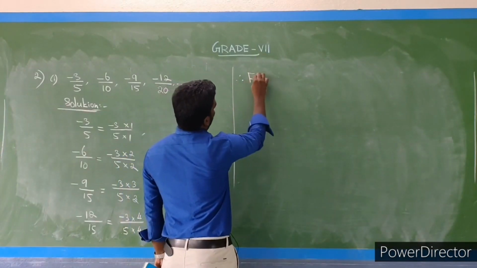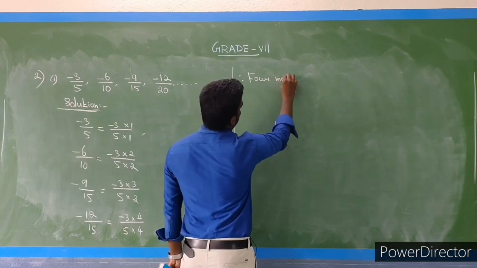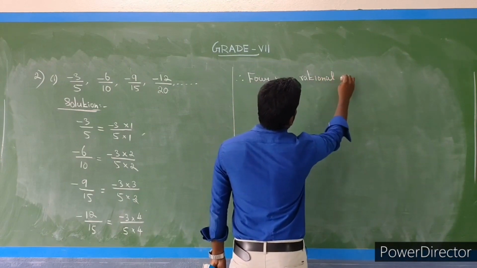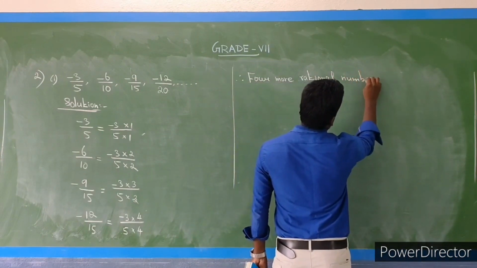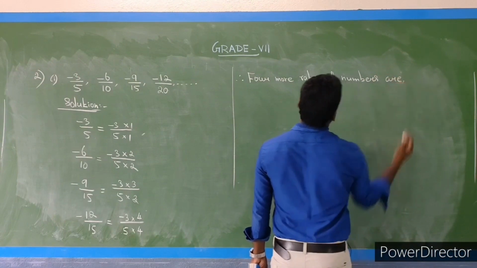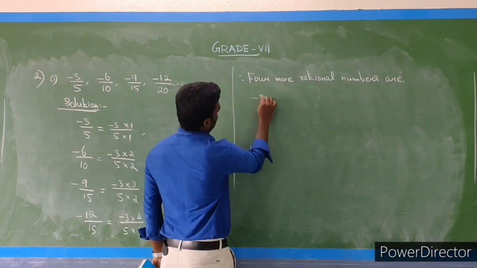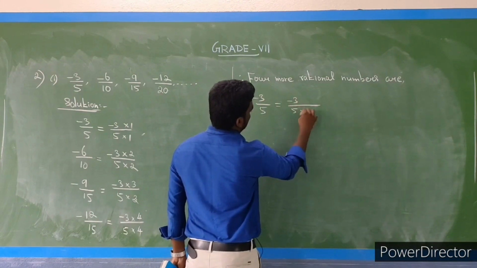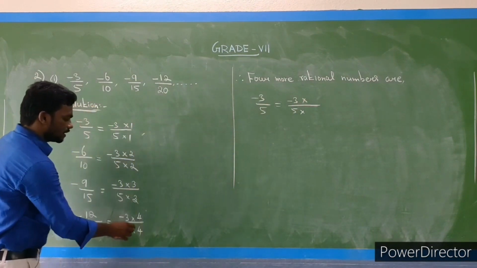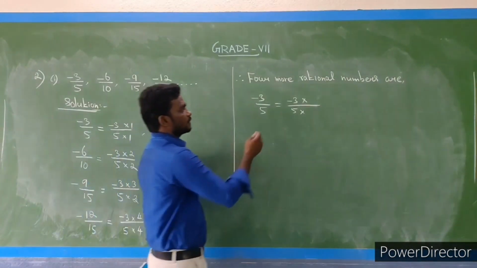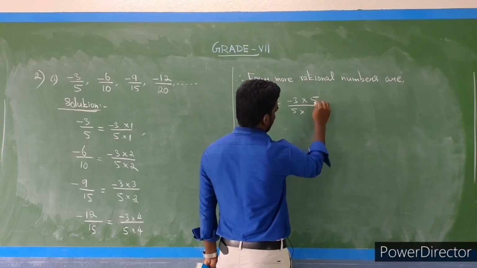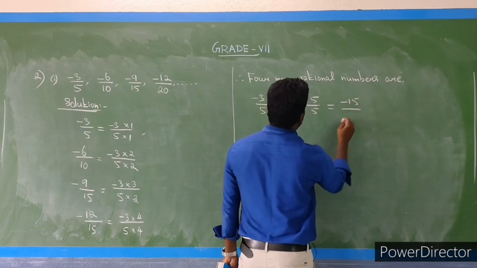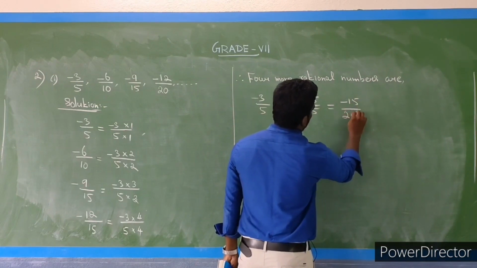Therefore, 4 more rational numbers. 4 more rational numbers are, what are they? The number is minus 3 divided by 5, and the last number was multiplied by 4 by 4. So next we can multiply minus 3 by 5 by 5 by 5, which is equal to, 3 fives are 15 divided by 5 fives are 25.